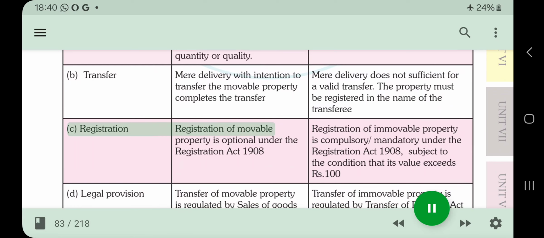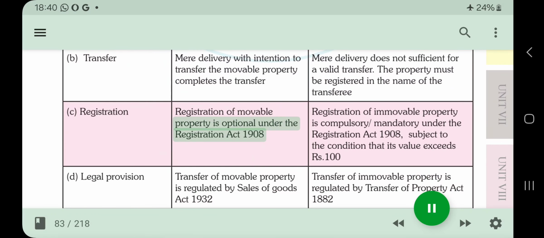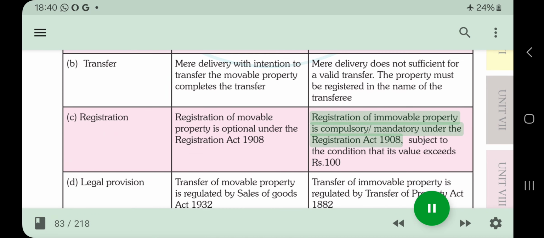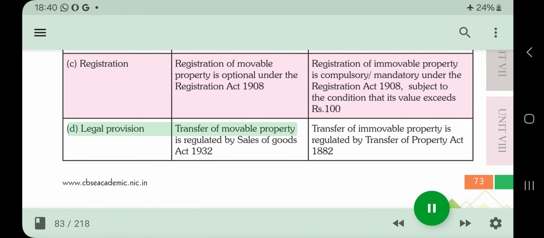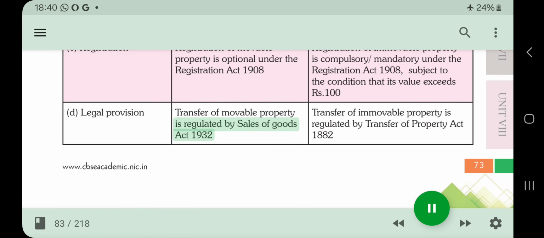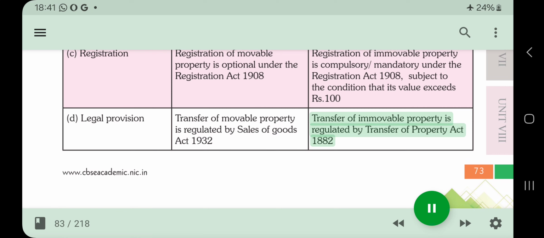C. Registration. Registration of movable property is optional under the Registration Act, 1908. Registration of immovable property is compulsory, mandatory under the Registration Act, 1908, subject to the condition that its value exceeds Rs. 100. D. Legal provision. Transfer of movable property is regulated by the Sale of Goods Act, 1932. Transfer of immovable property is regulated by the Transfer of Property Act, 1882.